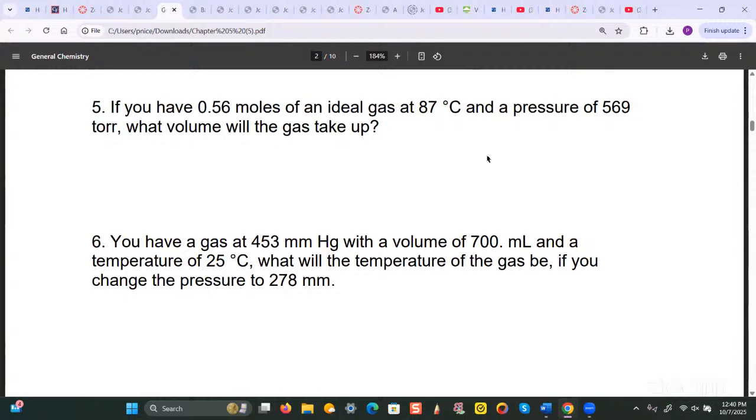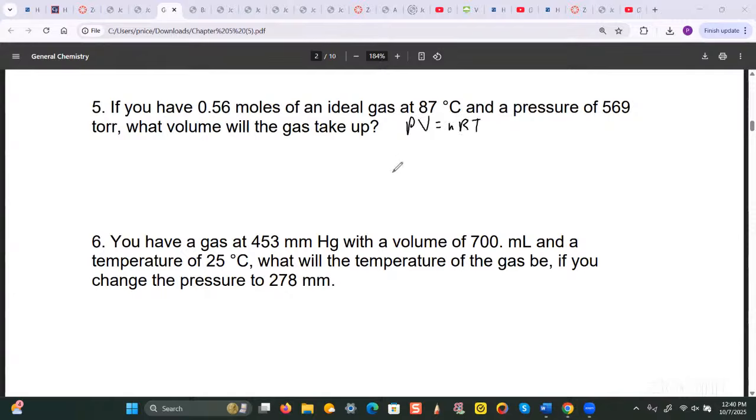What equation comes to mind in this particular question? They gave you the moles, they gave you the temperature, they gave you the pressure, and the question is asking for the volume. PV is equal to nRT, right? So PV is equal to nRT.